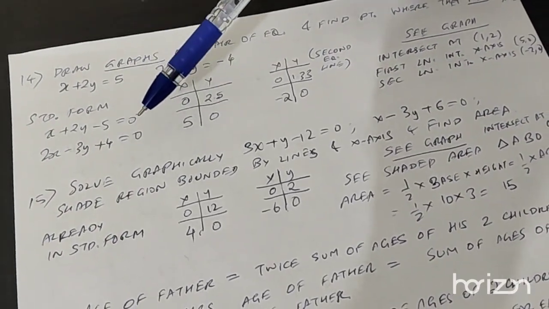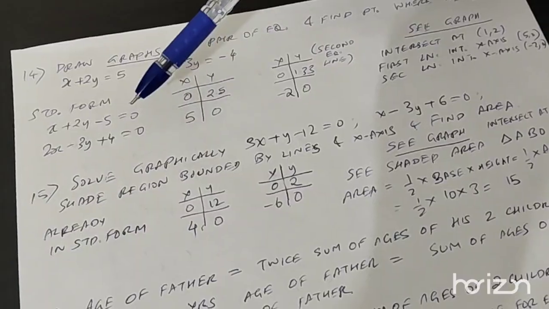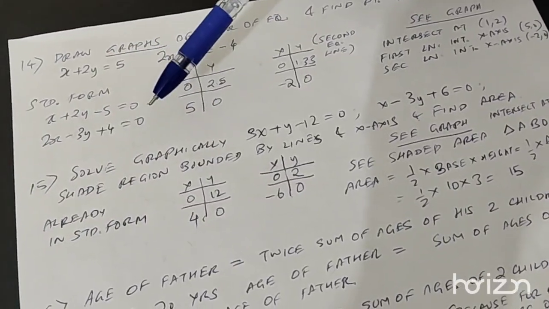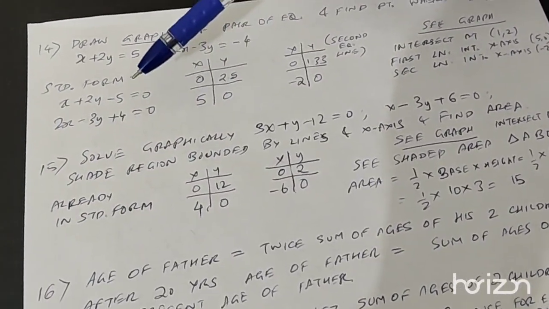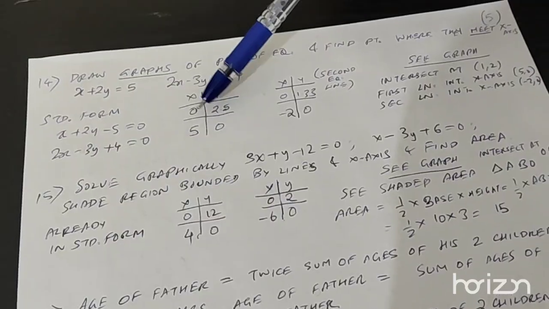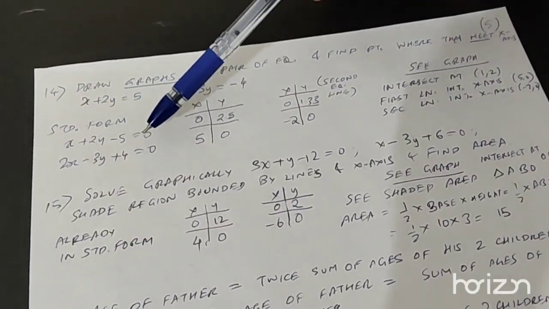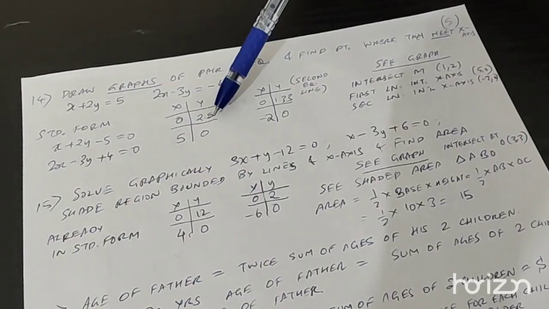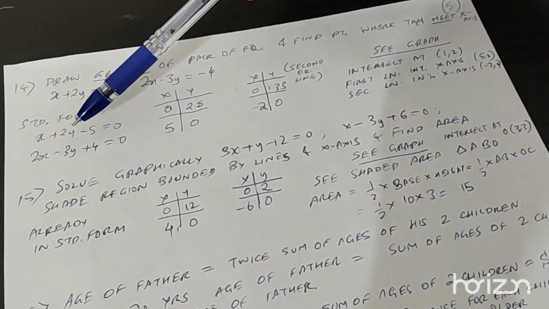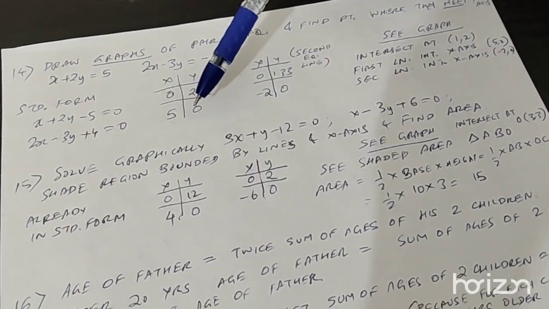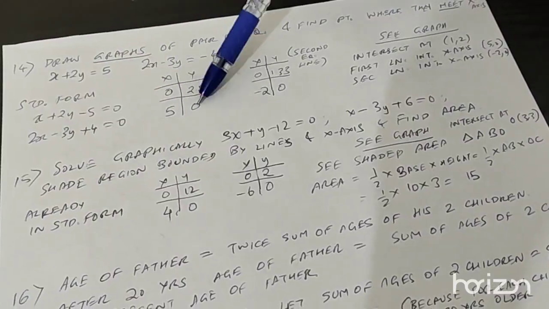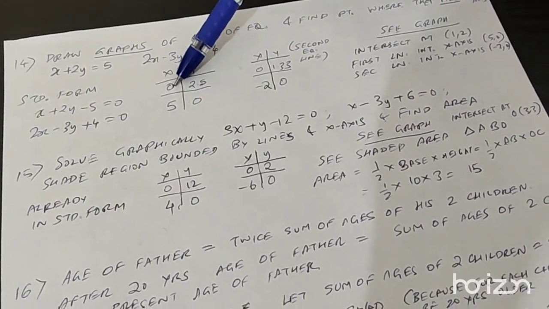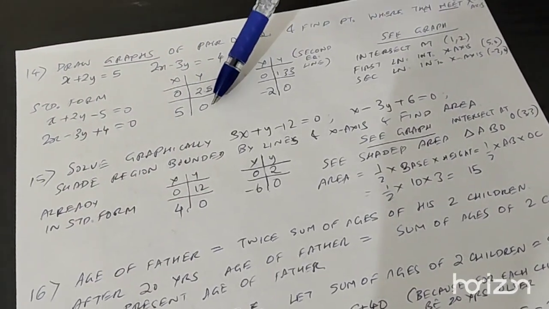Okay, now to plot these lines on the graph, you must have 2 points for the first line and 2 points for the second line. So for the first line, when you put x is equal to 0, you get 2y minus 5 equal to 0, which means y is equal to 5 by 2, which is 2.5. When you put y is equal to 0, you get x is equal to 5. Okay, so the 2 points for the first line are 0 comma 2.5 and 5 comma 0.